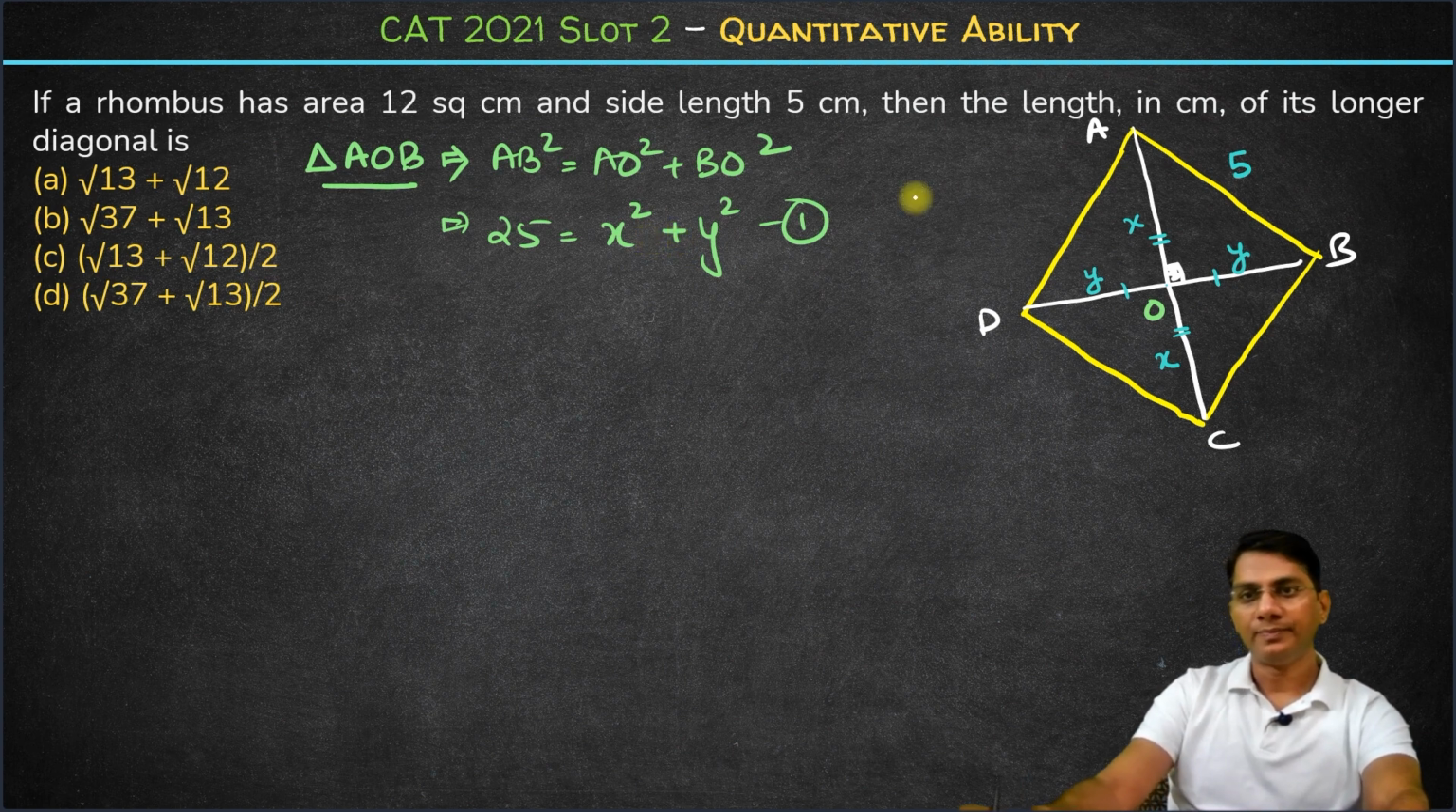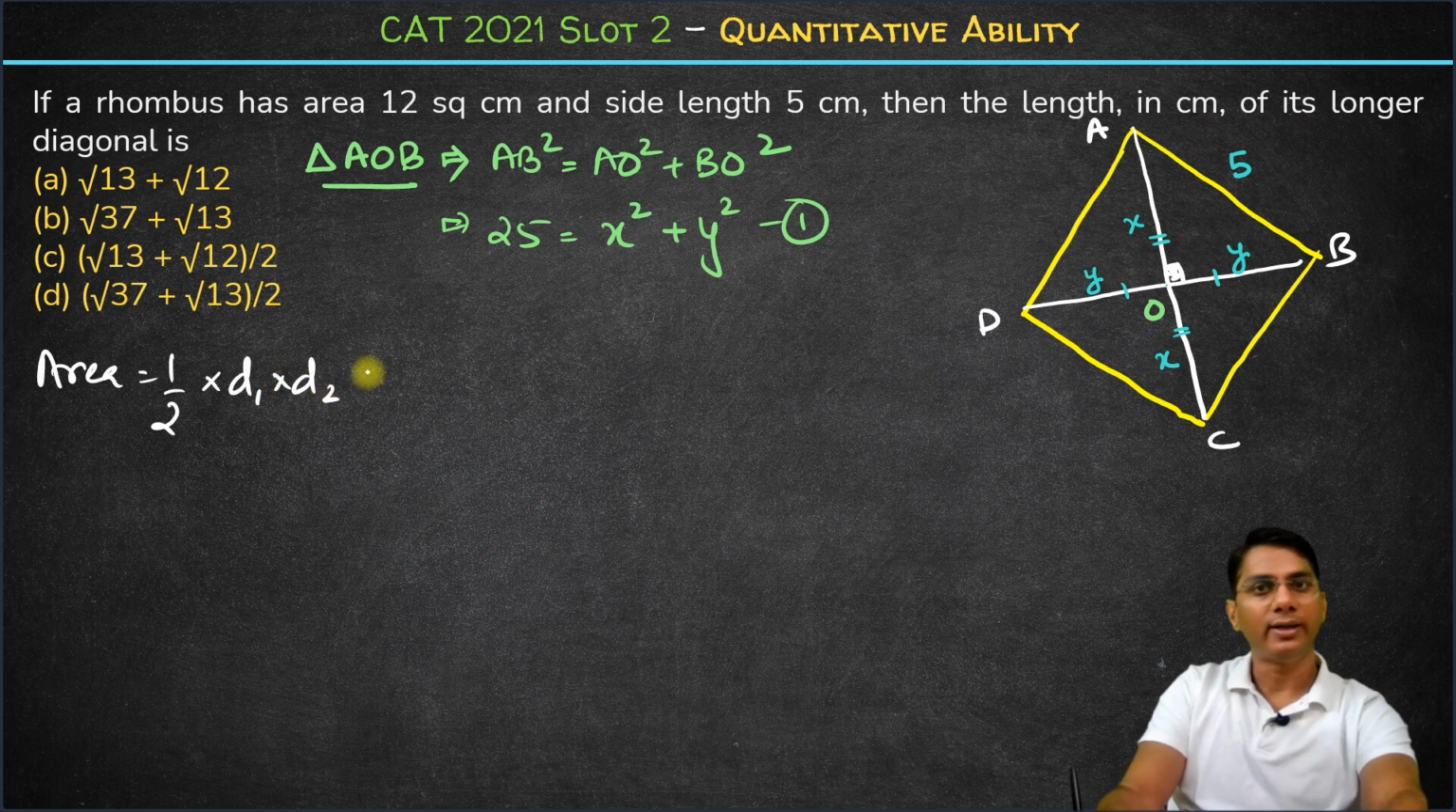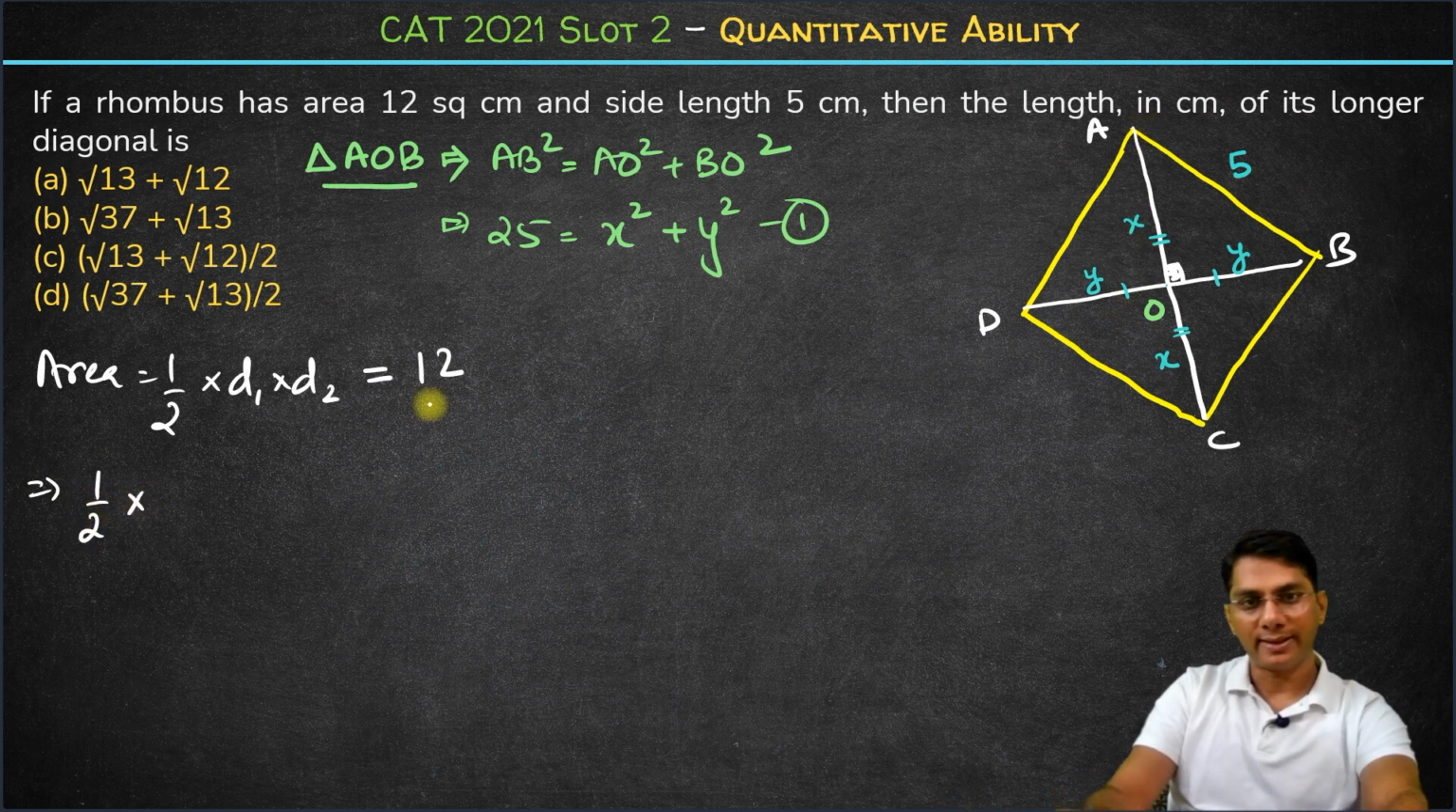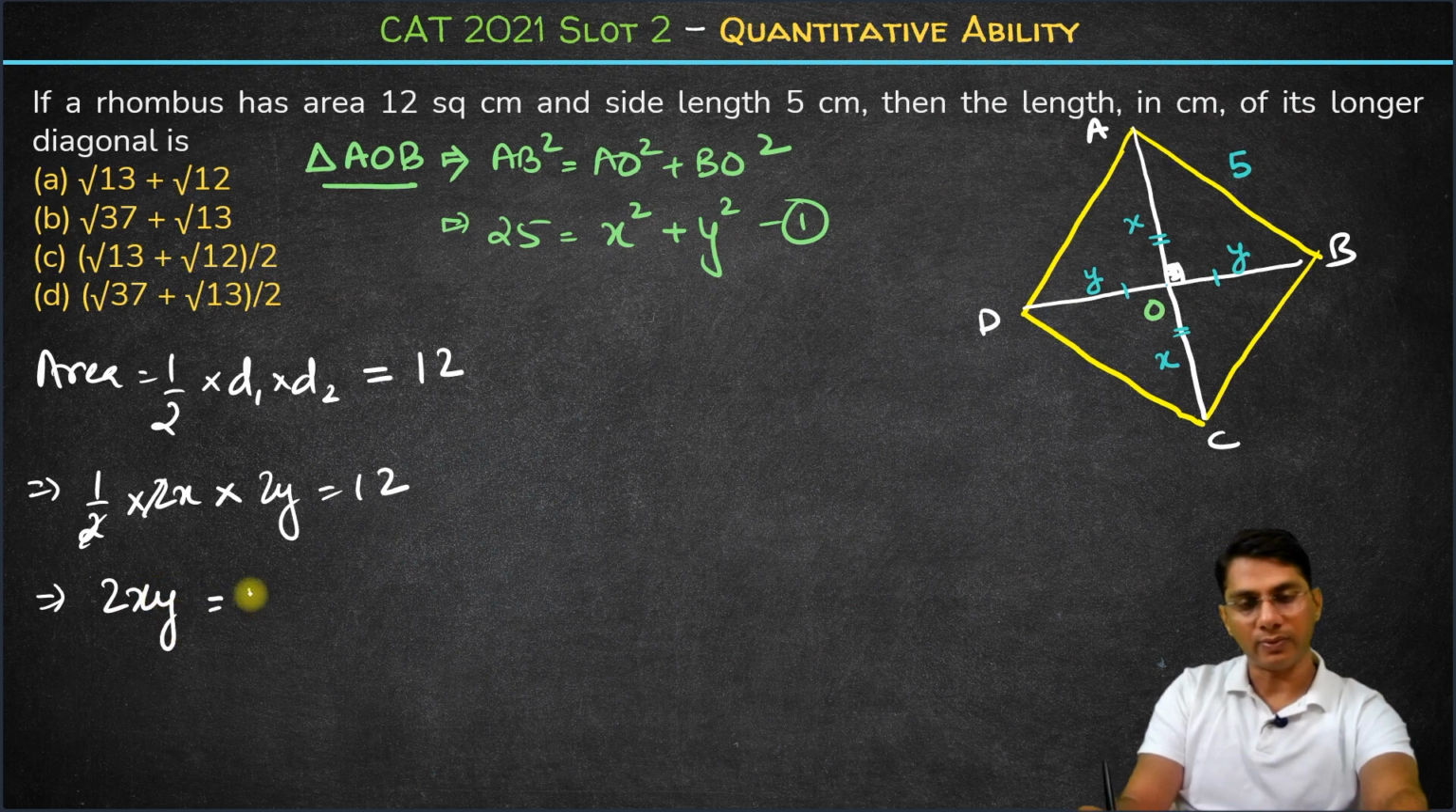Now next, the area of the rhombus is 12. We know the area of a rhombus is half of the product of the two diagonals D1 and D2, which is given to us as 12. So we have half of diagonal 1, which is x plus x, 2x, into diagonal 2, which is y plus y, 2y, which is equal to 12. So the 2 gets cancelled out, and 2 into xy is equal to 12. This is the second equation.